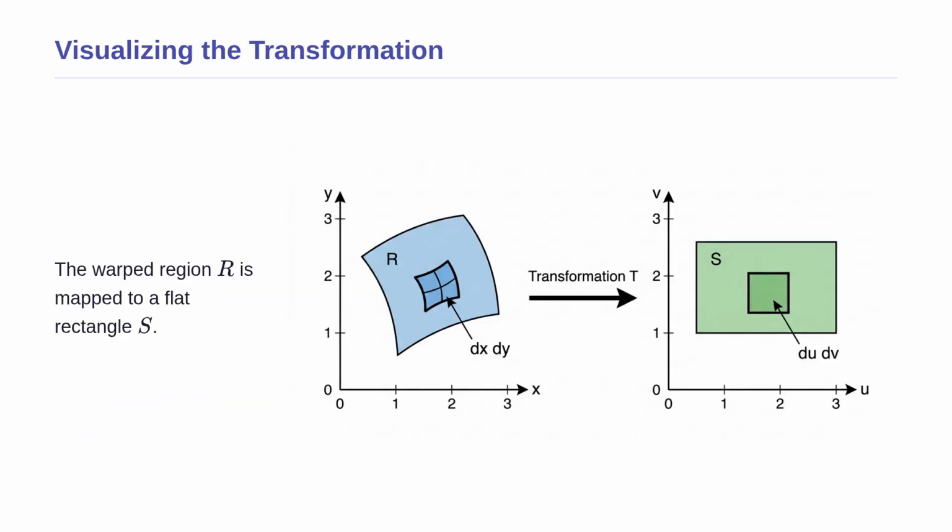Before we move on, let us see this transformation with a concrete visual. On the left side of this diagram, you see the original x and y axes containing a warped, difficult region R. Notice the tiny area piece labeled dx dy. Through our transformation T, we map this entire shape onto the u and v axes on the right, where it becomes a clean, flat rectangle S. The tiny area piece is now du dv. The Jacobian we just discussed is the mathematical bridge that ensures the highlighted area on the left is correctly scaled to match the highlighted area on the right.